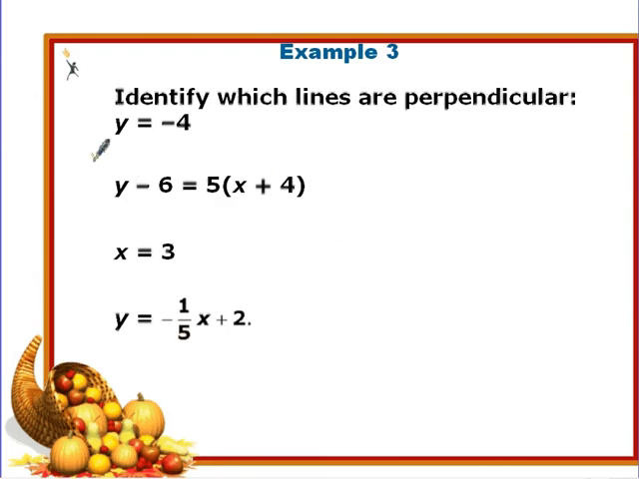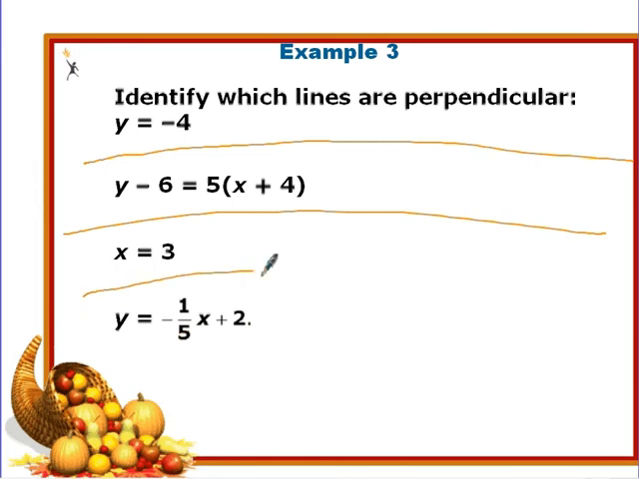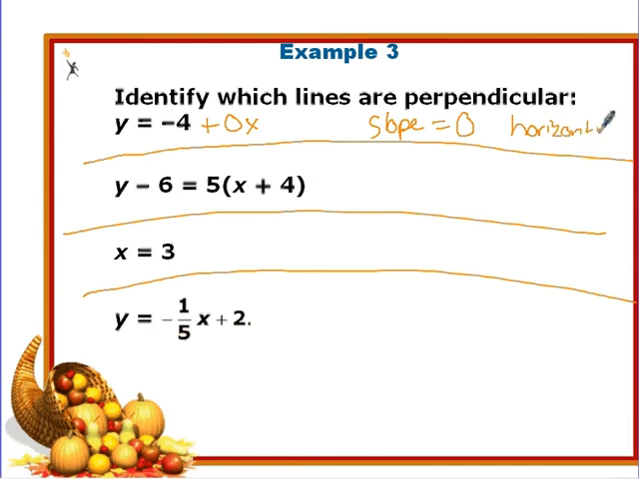So let's see if we can figure out which are perpendicular. Again, we're just finding the slopes. Does this one have a slope? No, that's like plus 0 times x, because 0 times x is 0. So our slope here, or the m, is 0. That's a horizontal line, incidentally, because horizontal lines have a 0 slope.